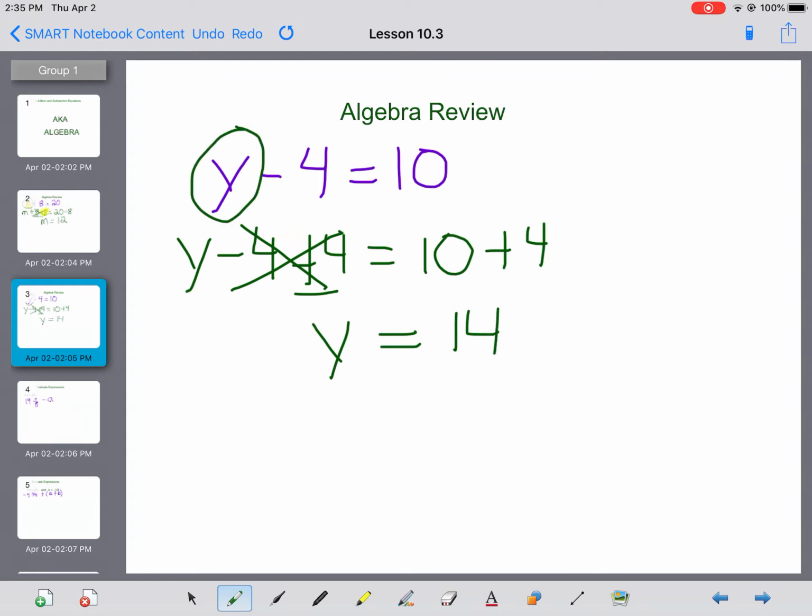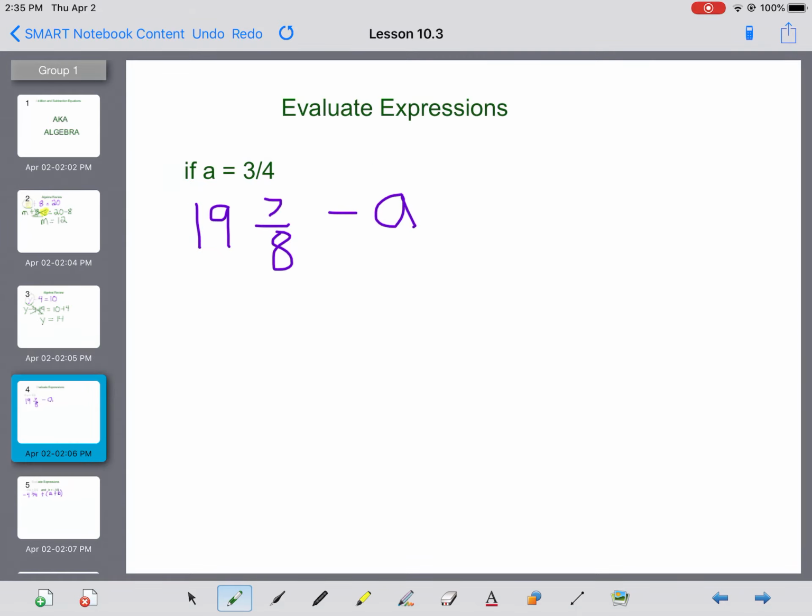Again, I can go back to the top. Does it make sense? 14 minus 4 is 10. It does. All right, so that was a little bit of review. Now let's get into evaluating expressions.